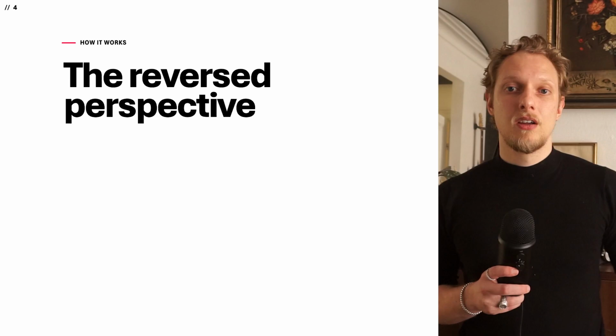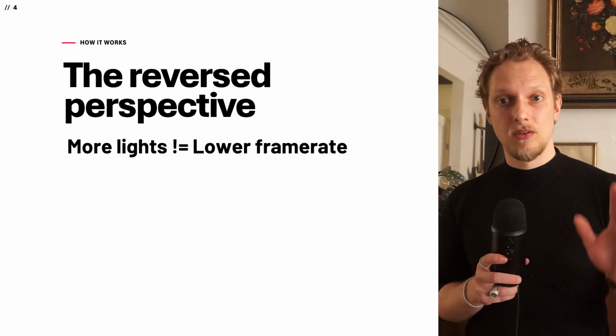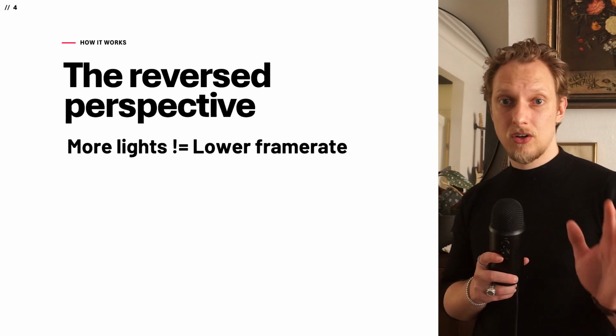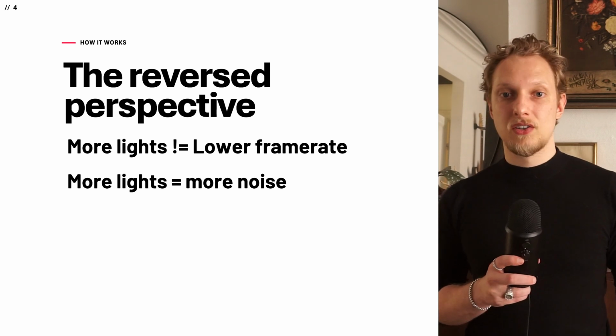This last thing, however, is important. The perspective when using MegaLights is backwards. More lights does not cause less performance. It causes more noise. This can be a trap. Turn on MegaLights in your scene and poof, performance is magically fixed. But that doesn't mean that there will be no noise. You have to check that instead.